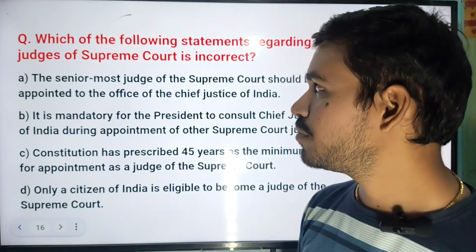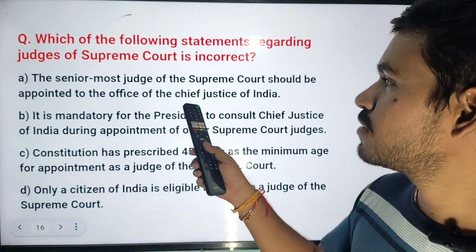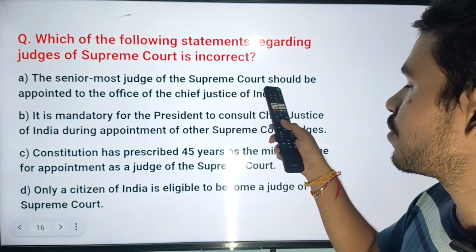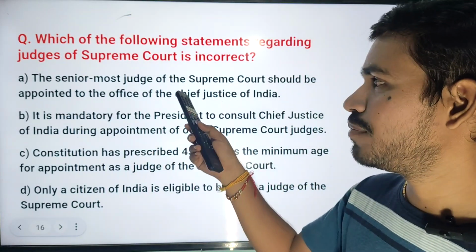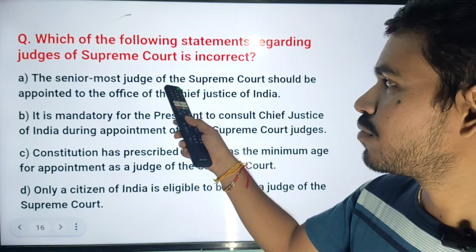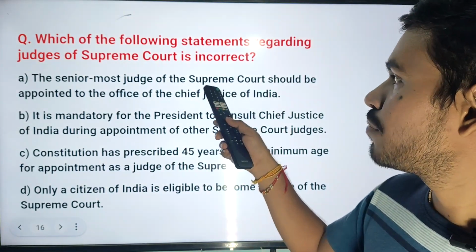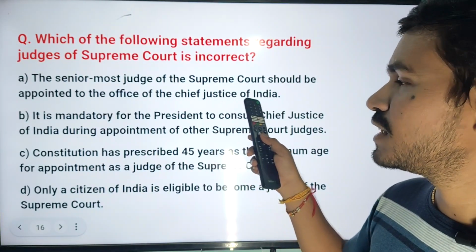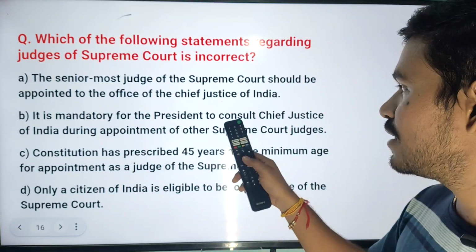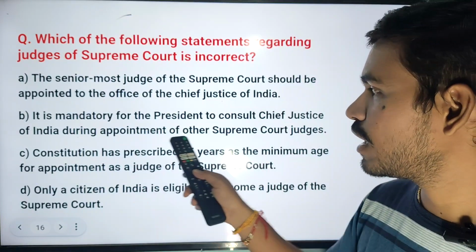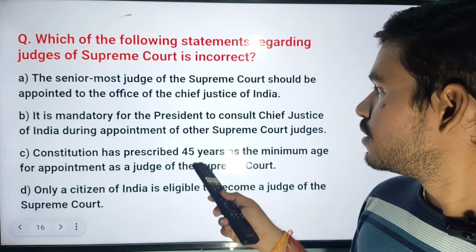So which of the following statements are correct regarding the judges of the Supreme Court? If we see the first one, the senior most judge of the Supreme Court should be appointed to the office of Chief Justice of India. This statement is correct. Senior most, not by age but by service in the Supreme Court. That person needs to be made Chief Justice of India. Now see the second statement: it is mandatory for the President to consult the Chief Justice of India during appointment of other Supreme Court judges. This statement is correct.